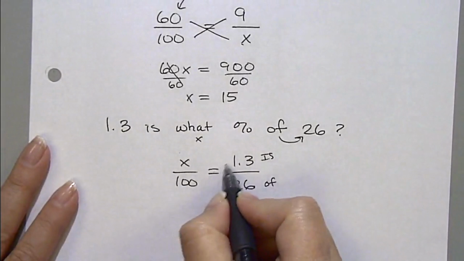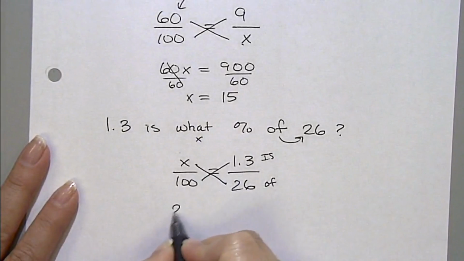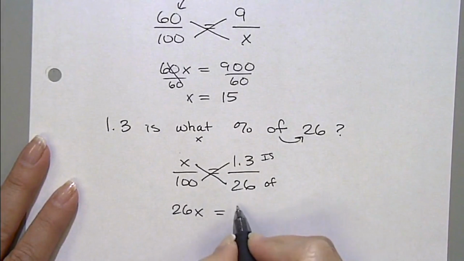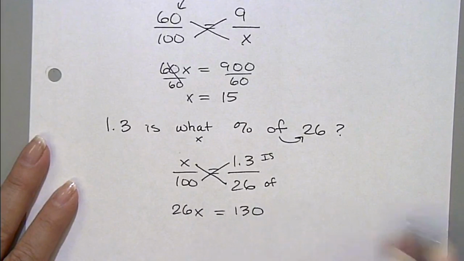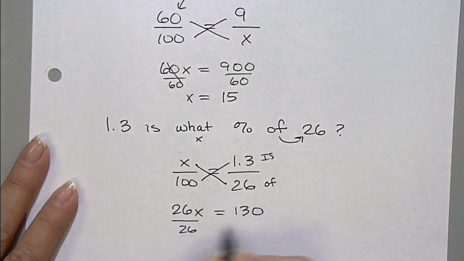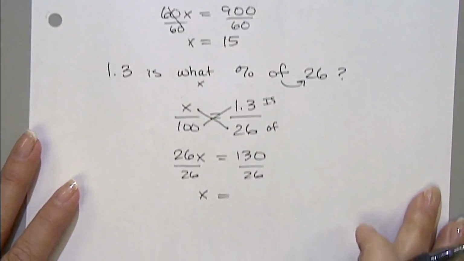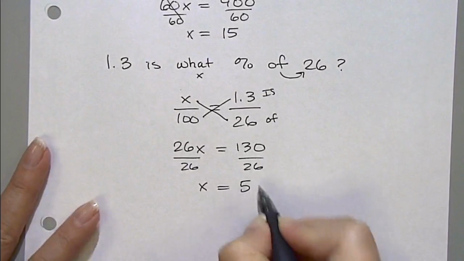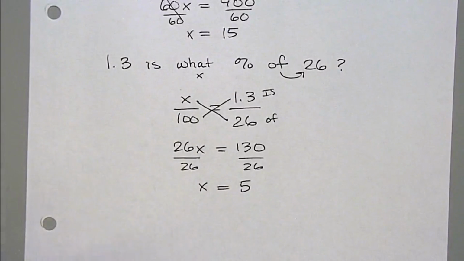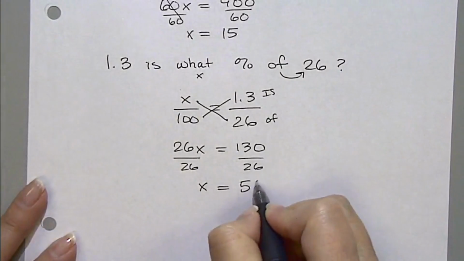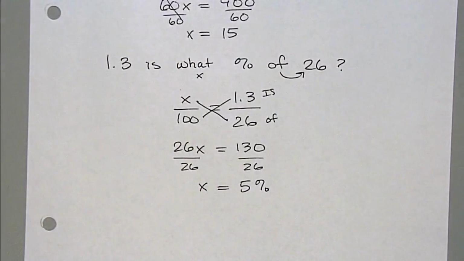Now I'm going to cross multiply, so I have 26x equals 130, right? Is that what you get? 1.3 times 100. Then divide by 26, and x equals 5. And we do not have to convert this. It is 5%. That's what it is equal to. Nope, you don't have to convert the percent to a decimal or back.